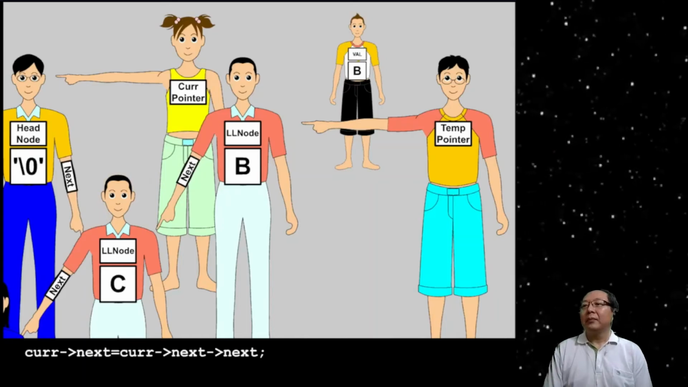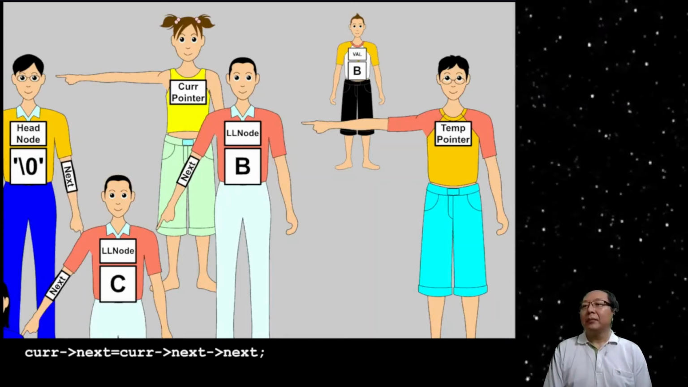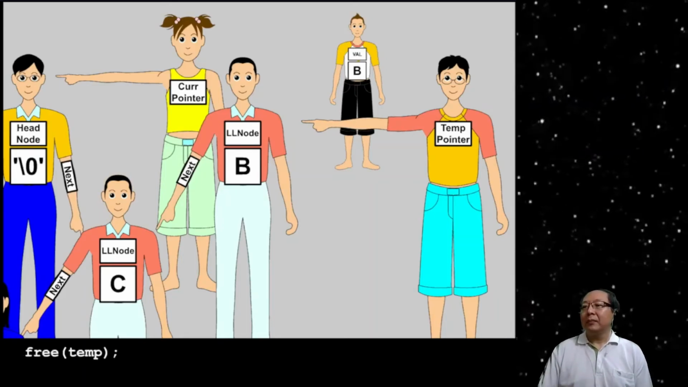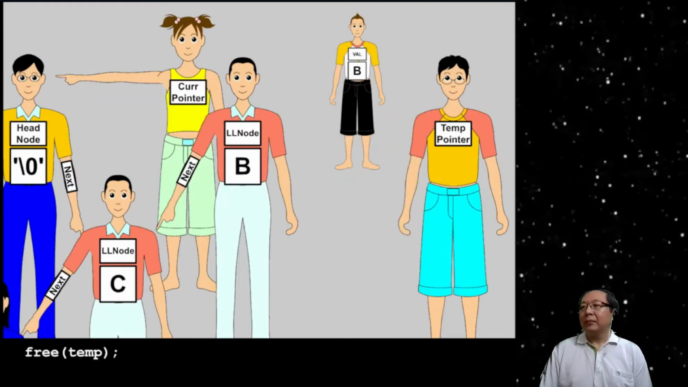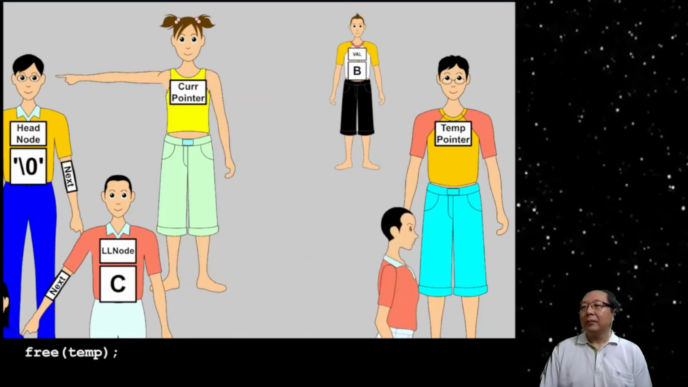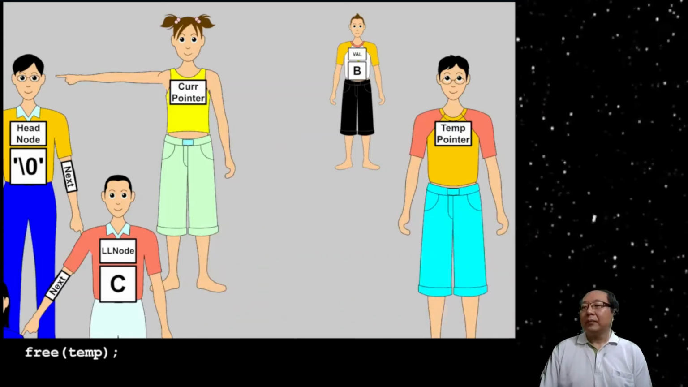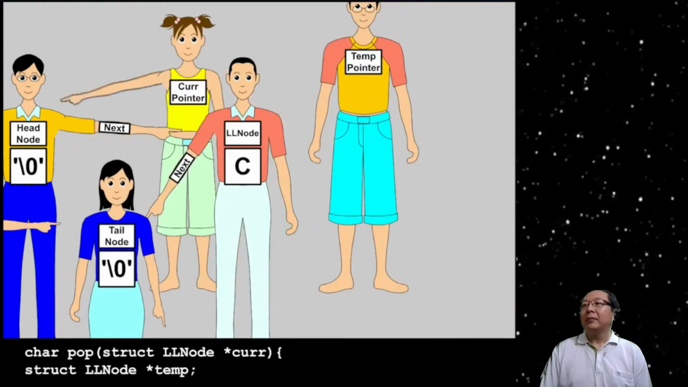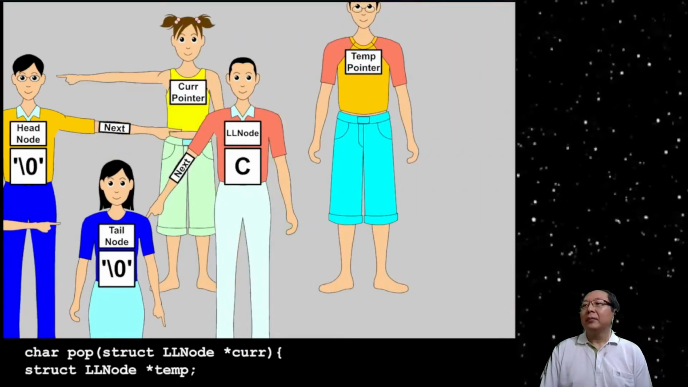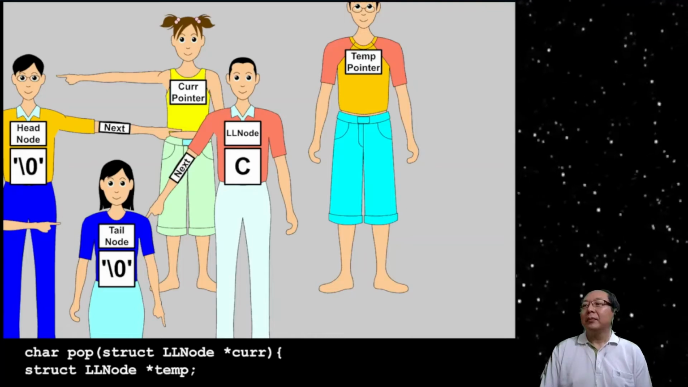So now, you can see we have skipped the original first node on the list with a B in it. Because of this, we can now safely free that first node, which is pointed to by temp. Free! Now we have completed the pop and can return to main. If the user now decides to pop again, it will pop the next LL node, which is the one with the C in it.